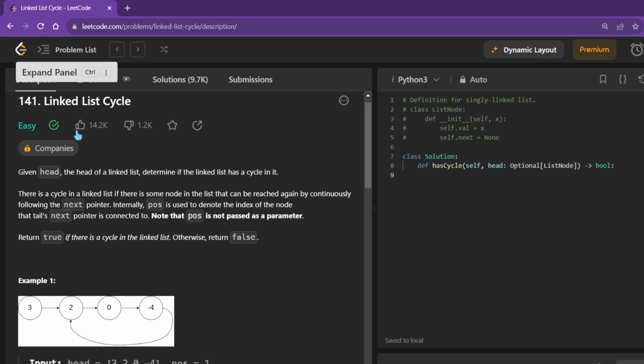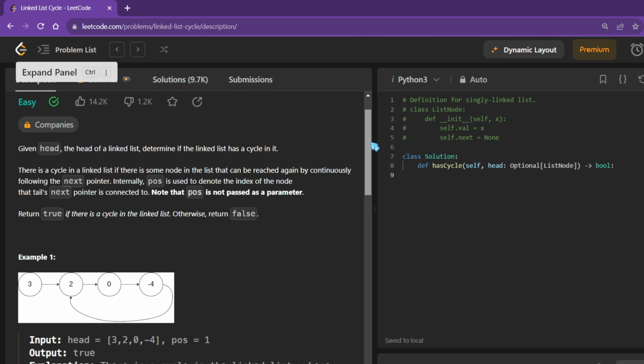Hello everyone, welcome back. Today we're going to do another easy question, Linked List Cycle. This problem will help you remember the fast and slow pointer. So we'll just read the question first.